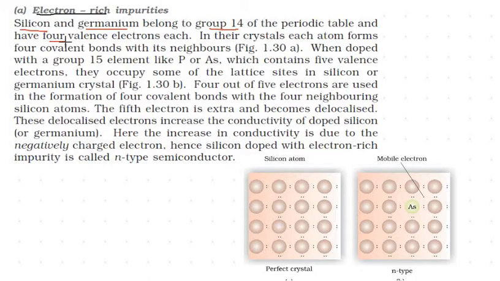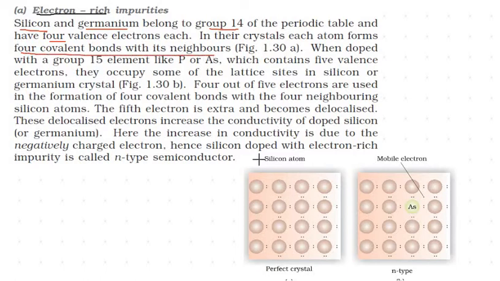They have 4 valence electrons. Okay, so because of the 14, what will be the electronic configuration? It will be ns2 np2. So the outermost shell will be having how many electrons? 4 electrons. Now in that crystal, each of the atoms forms 4 covalent bonds with its neighbors.